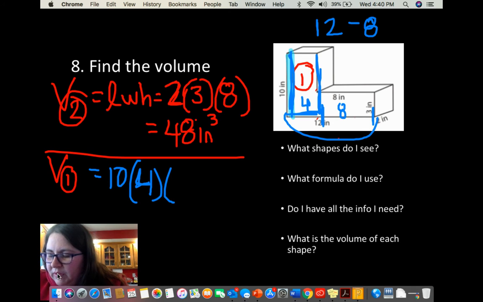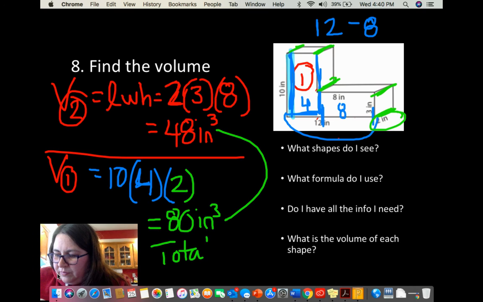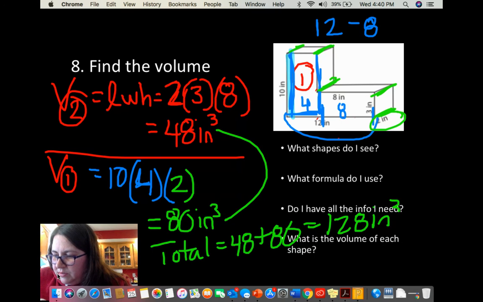Once we've got that figured out, now we know we're going to have 10 times 4. But we also have to find this measurement. So I'm going to use my parallel trick and draw them parallel. It catches a 2. So 10 times 4 times 2. We're going to multiply that and get 80 inches cubed. And then to find the total, we add our totals together. So your total is going to be 48 plus 80, which is 128 inches cubed.